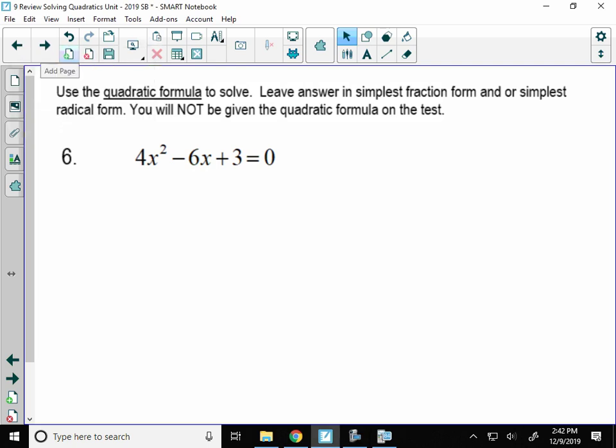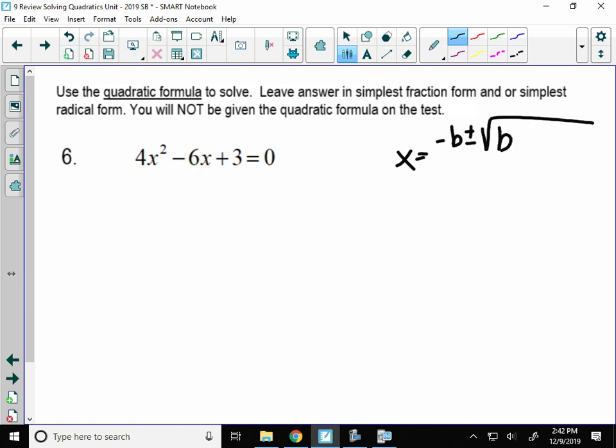Number 6 and 7 would also be on part 1 of your test because I'm specifically saying to use the quadratic formula to solve. Now, you do need to have the quadratic formula memorized. I'm not going to give it to you. You need to know that this is the quadratic formula. You are in Honors Algebra 2. You should be able to memorize that.